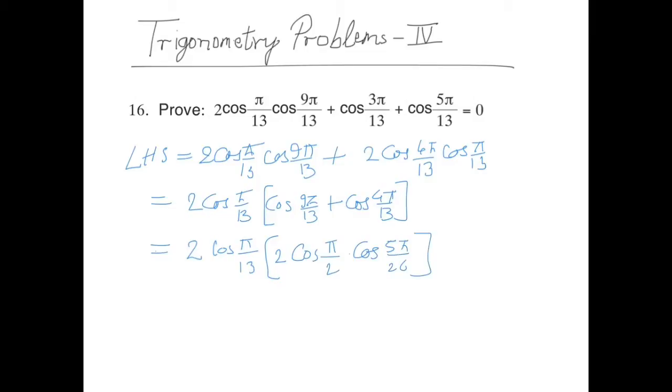Now we have a familiar expression here in terms of cos pi by 2, and we know that it is nothing but 0. And it appears as a multiplicative term, so the whole thing becomes 0, which is what the right hand side is.